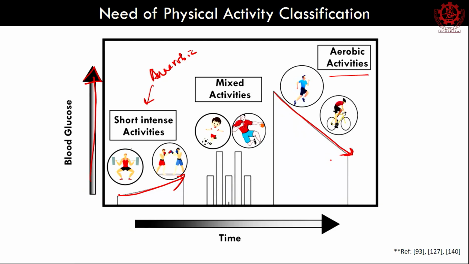So this differential behavior of glucose for different physical activity leads us to explore physical activity classification for glucose forecasting. You can also have mixed activity as well, which is much more challenging. So it's important to look into how the glucose behaves. If we can classify the different types of physical activity before we feed it into the glucose forecasting algorithm, the forecasting accuracy improves.